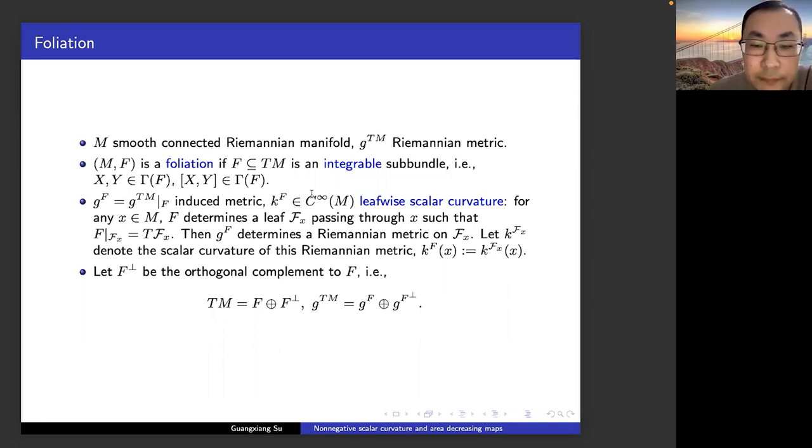And we can define a leafwise scalar curvature. That is, for any x in M, F determines a leaf passing through x such that F restricted to the leaf equals the tangent bundle of the leaf. Then the metric determines a Riemannian metric on the leaf. Then we can define the scalar curvature of this Riemannian metric, and we have the leafwise scalar curvature. Then let F-perp be the orthogonal complement to F, and we have the orthogonal splitting.